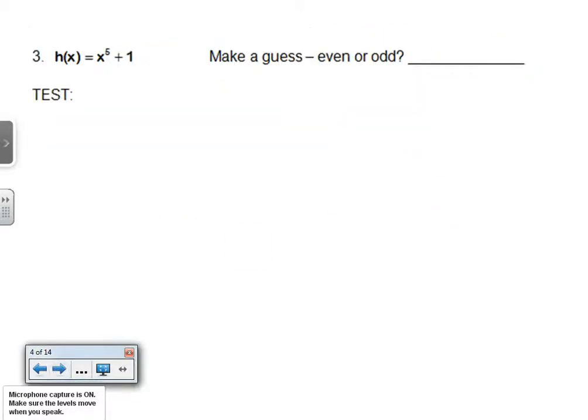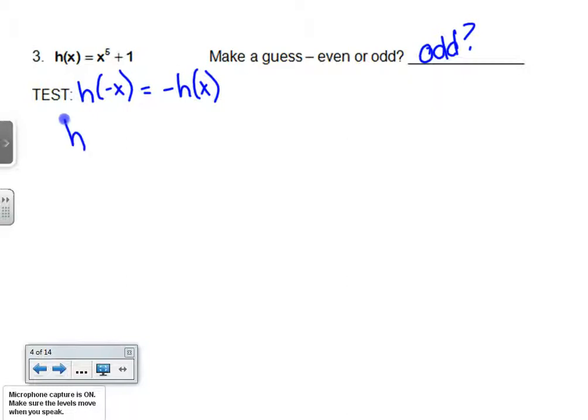Number 3, if I looked at the original function, I'm thinking fifth power, I'm thinking maybe it's odd. So let's try that. I know if it's odd, when I evaluate my function at negative x, it should come out to the opposite of my original function. So let's see if that happens. H of negative x would be negative x to the fifth power plus 1, which would simplify to negative x to the fifth power because of the odd exponent, but still a plus 1.